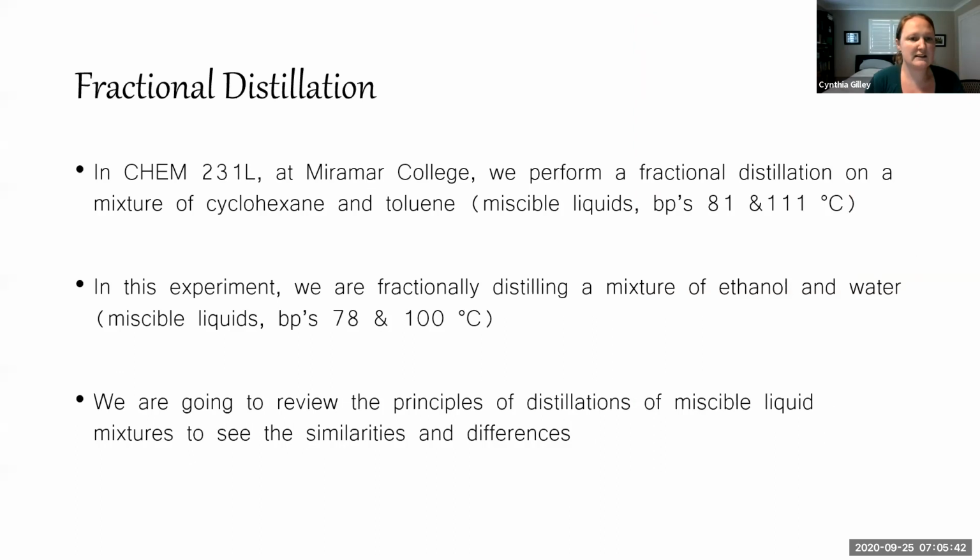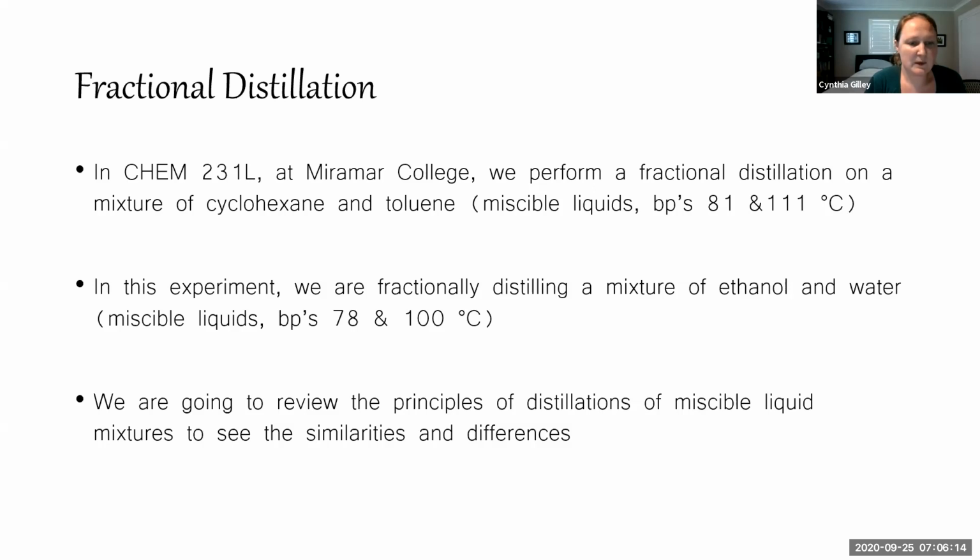Okay, so just as a review, in last semester in Chem 231L at Miramar College, we did perform a fractional distillation. It was on a mixture of cyclohexane and toluene, which are miscible organic liquids. Their boiling points are 81 and 111 degrees Celsius, respectively. So they're about 30 degrees apart, so they need to be fractionally distilled as opposed to a simple distillation.